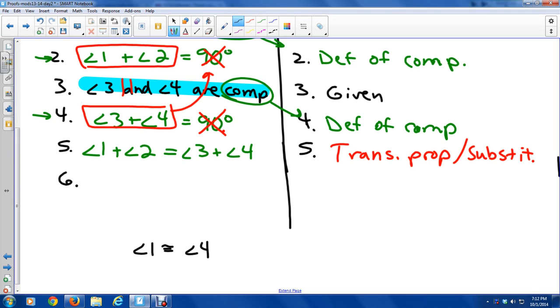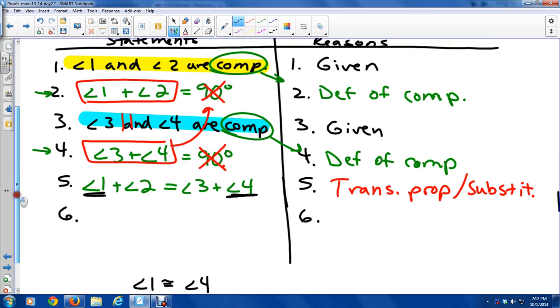I see an angle 1 on the left-hand side. I like that. I see an angle 4 on the right-hand side, but I've got a 2 on the left and a 3 on the right. And I need to somehow get rid of those. If you're thinking along the lines of subtraction right now, I like what you're thinking, but we do have a slight problem. We're only allowed to use our subtraction property when we subtract the same thing or equal things from both sides. Do I know if angle 2 and angle 3 are equal? Well, in my proof so far, I have not said anything about angle 2 and angle 3 being equal.